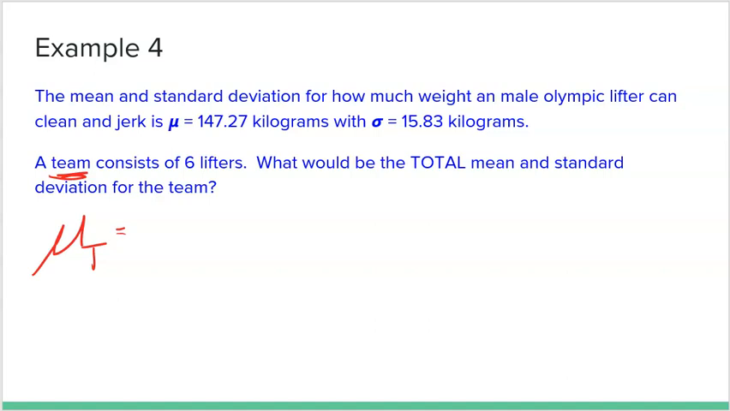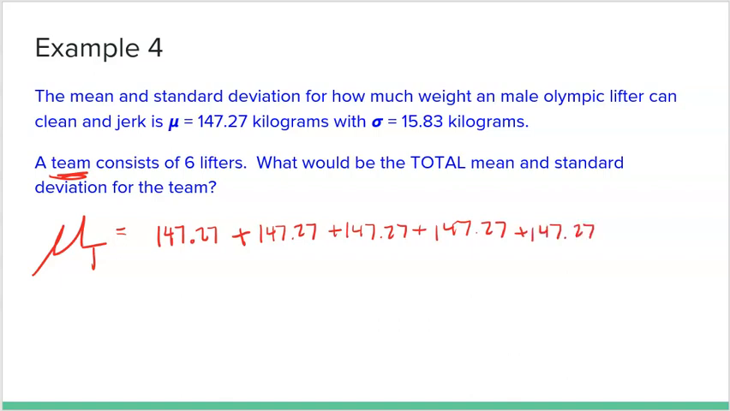Well, just walk through it, right? The mean is easy. The first lifter is supposed to lift 147.27 kilograms. The second lifter is supposed to lift 147.27 kilograms, the third lifter, the fourth lifter, the fifth lifter, and finally, the sixth lifter. I would expect every one of my 6 lifters to lift 147.27 kilograms. Why? Because that's what's expected in the long run.